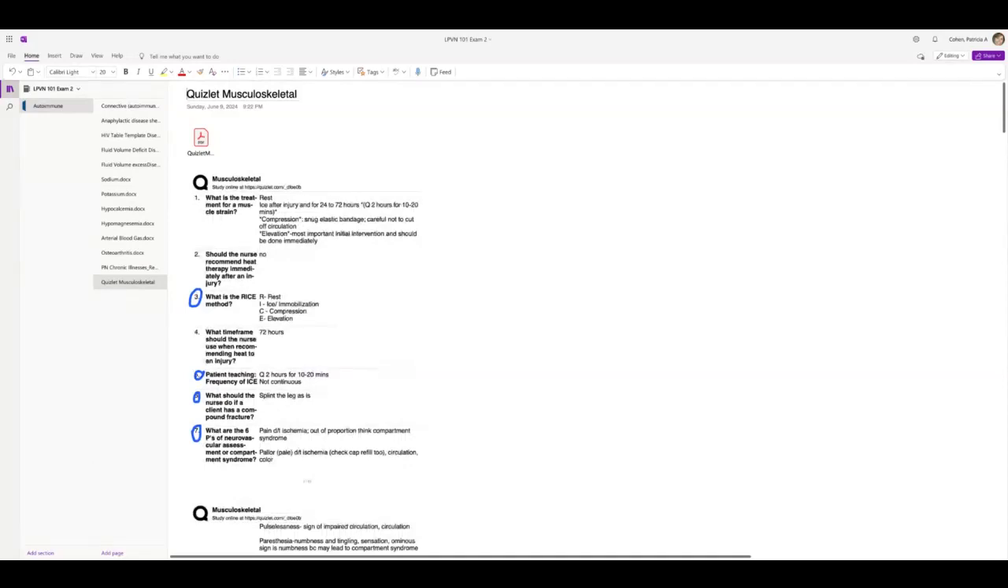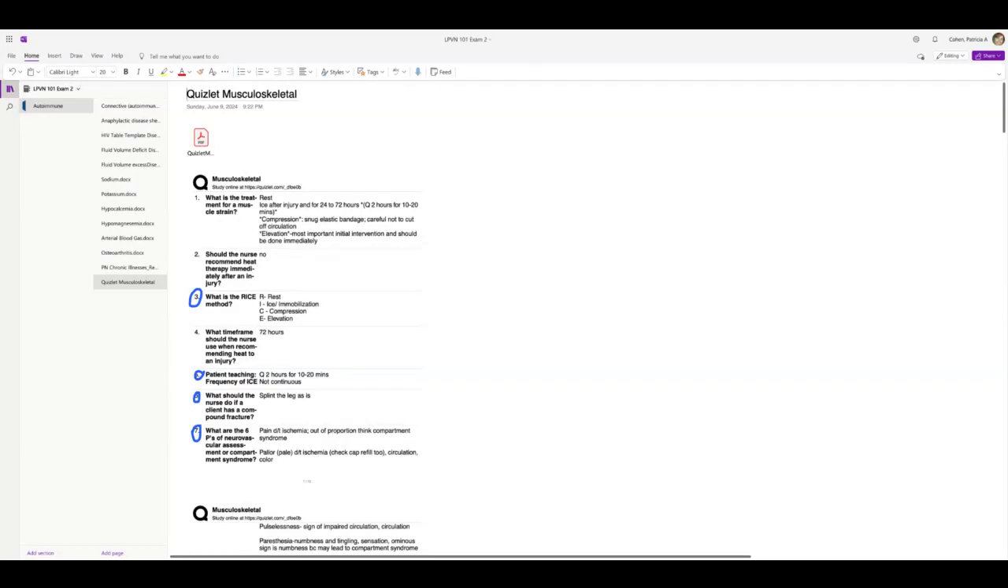Okay. So we're going to talk about musculoskeletal now. If you have a strain or a sprain, you're going to want to use the RICE method. This is used for first aid, okay? R stands for rest, I stands for ice and immobilization, C stands for compression, and E for elevation, okay? You're going to use cold therapy for 72 hours, then you can use heat. Okay, so you never want a patient to ice continuously. So you want them to ice every 2 hours, but only for 10 to 20 minutes at a time.